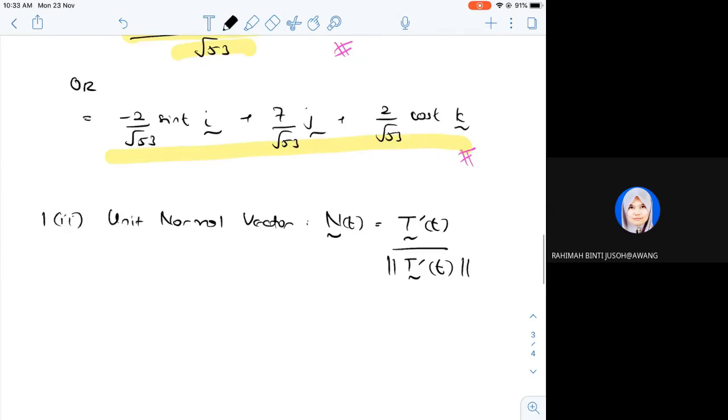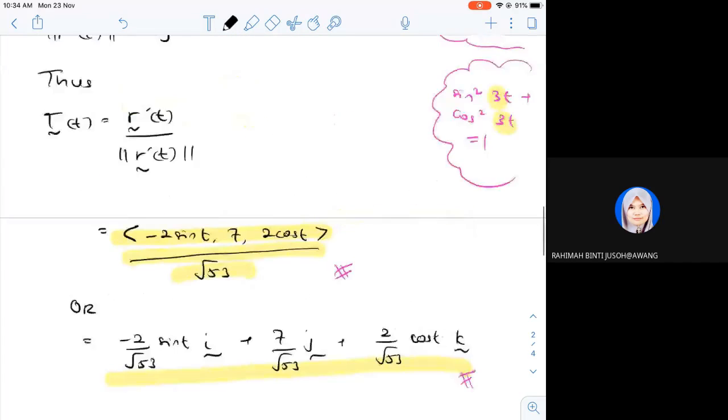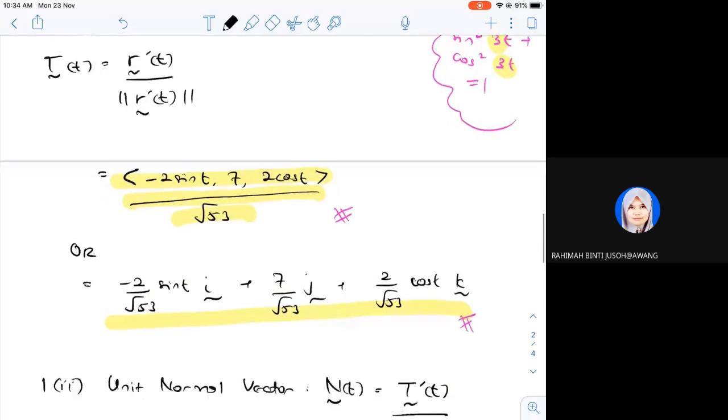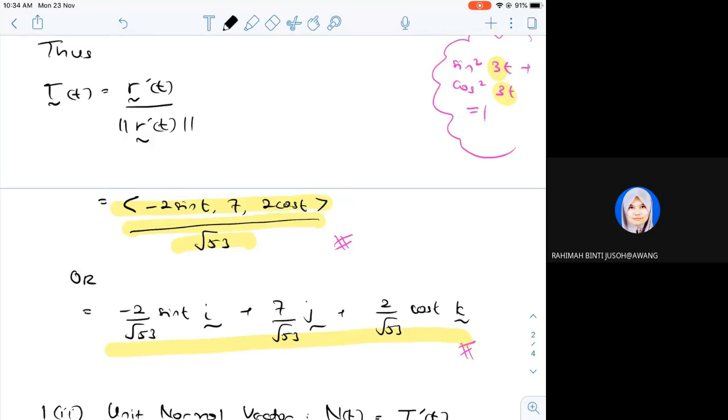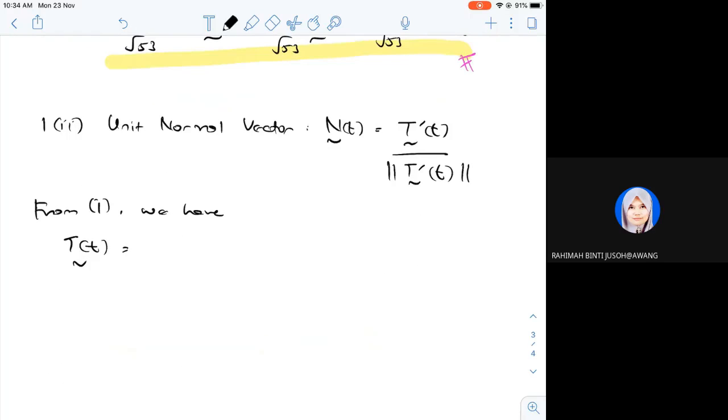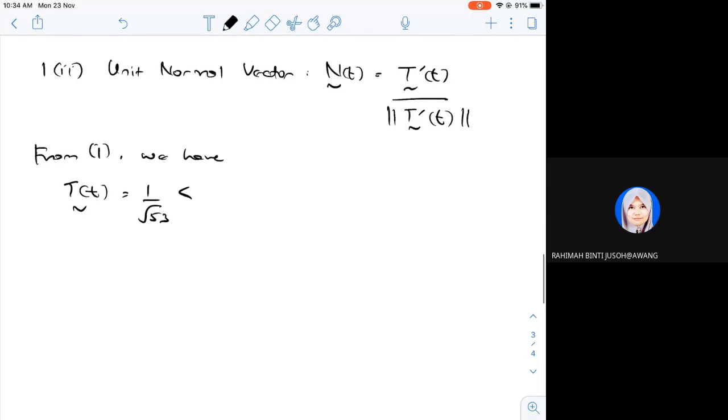So previously, we already have the unit tangent vector from question 1. We have T of t, our answer from earlier. So we have 1 over square root 53 multiplied by negative 2 sin t, 7, 2 cos t, like this.